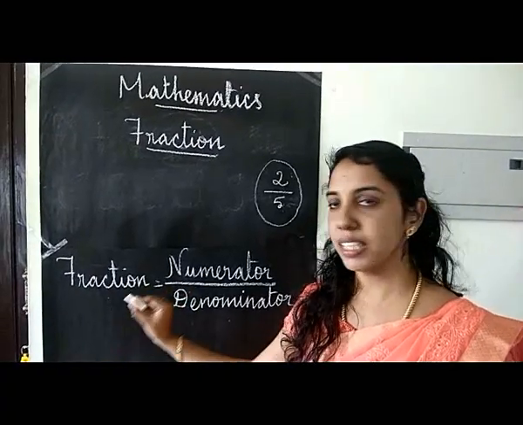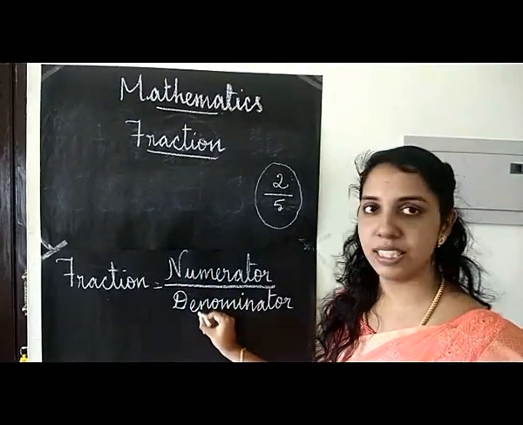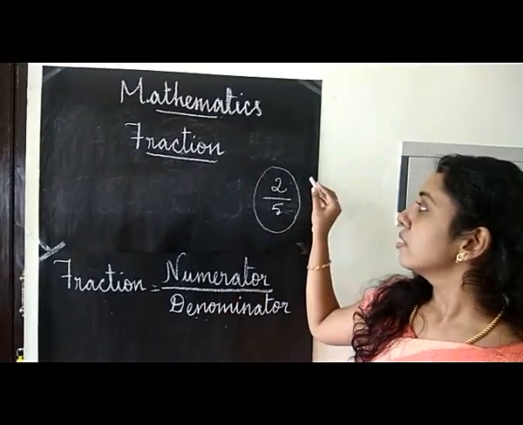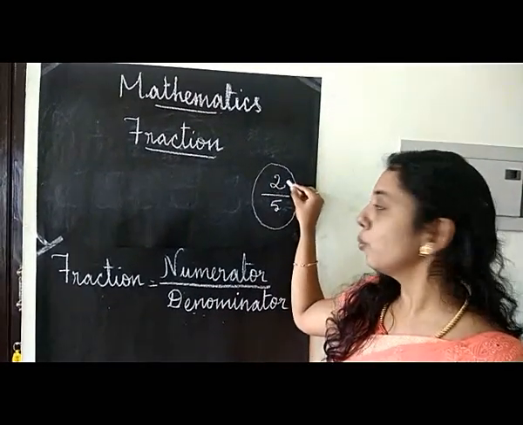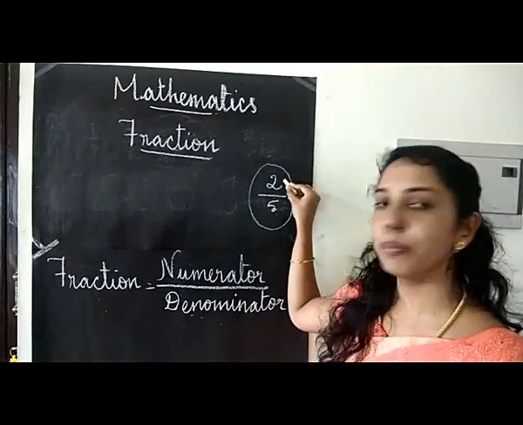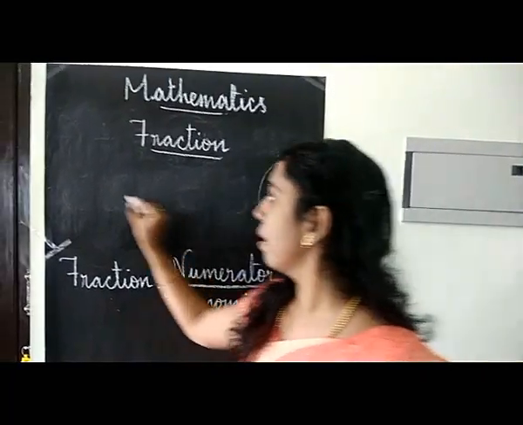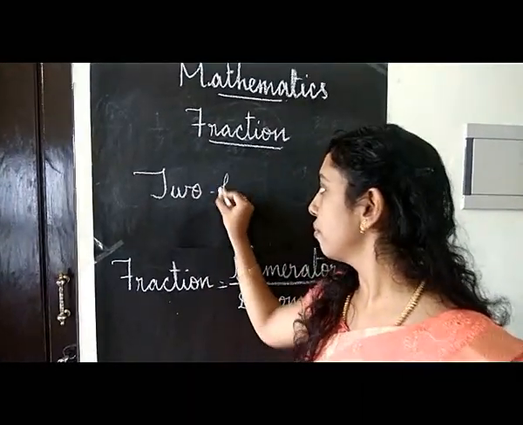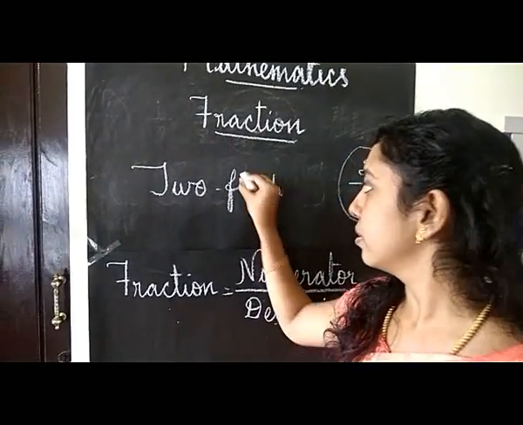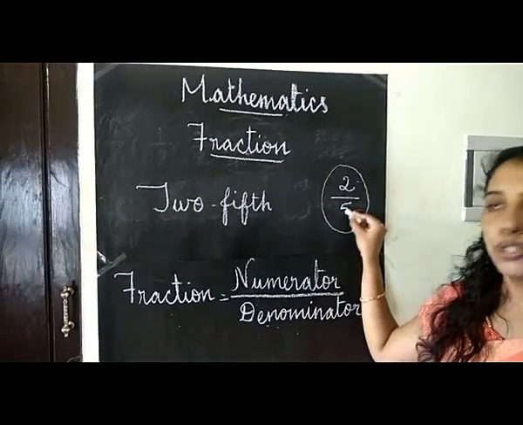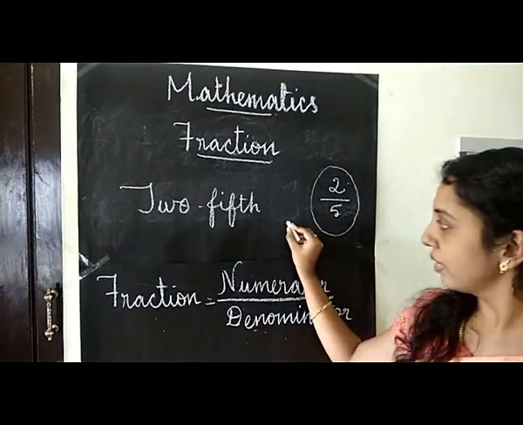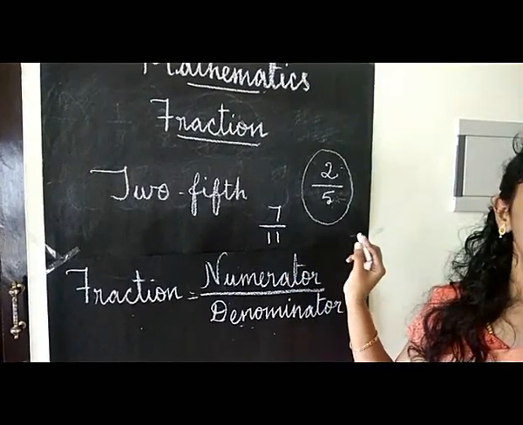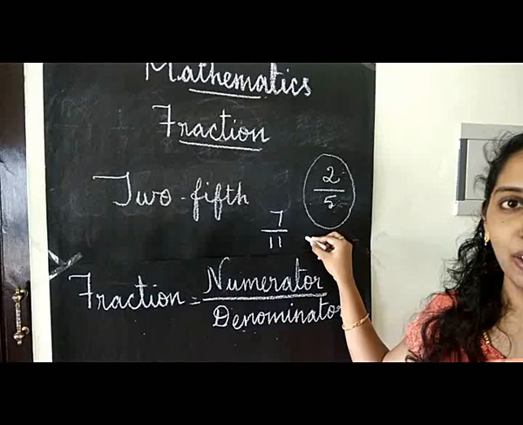So, fraction is in the form of numerator and denominator. Are you clear? Fraction equals numerator by denominator. You can read this number as 2 by 5. In the written form, the name of this fractional number is 2/5. So can you say how we can write the number 7 by 11? 7/11. Okay?